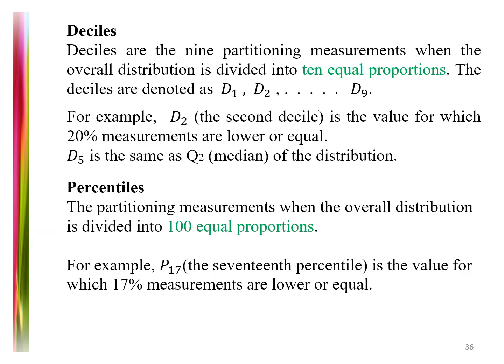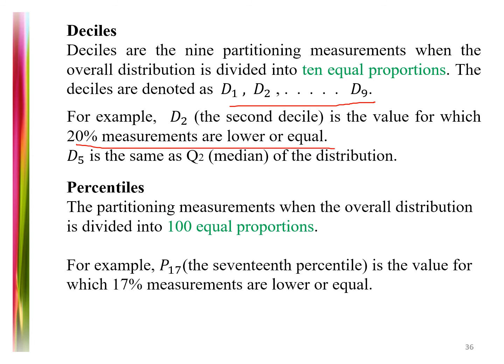And next, decile. Earlier we discussed the quartile. Quartiles divide the distribution into 4 equal proportions. Similarly, deciles are the 9 partition measurements when the overall distribution is divided into 10 equal proportions. The deciles are usually denoted as D1, D2 up to D9. For example, D2, the second decile, is the value for which 20% of measurements are lower or equal.